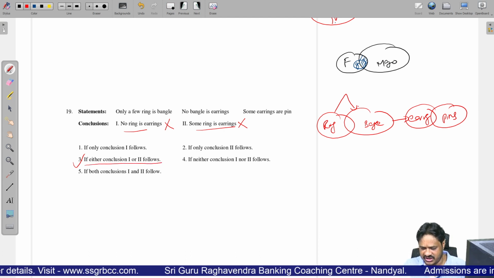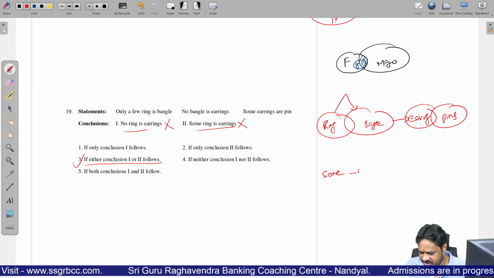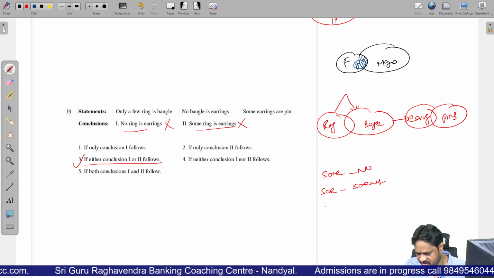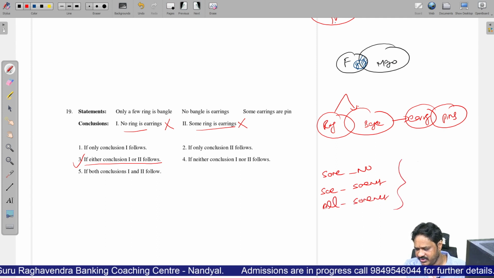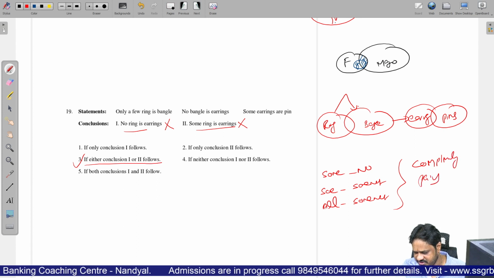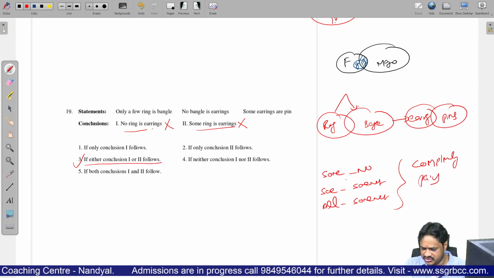If there is no relation, one some statement and one no statement, or some and some not, then they form complementary pairs. These are the three complementary pairs. So here there is no relation between ring and earring, but one no statement is given and one some statement is given. This will come under the complementary pair. So answer is either one or two.